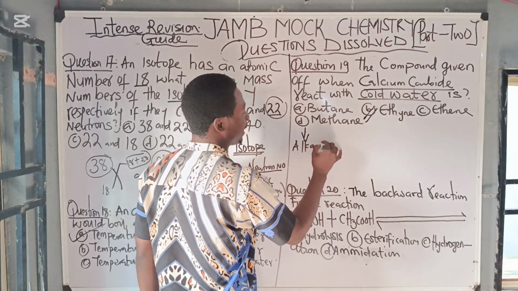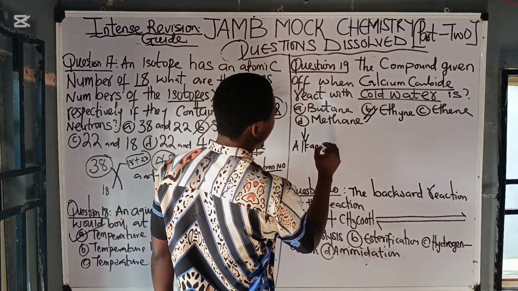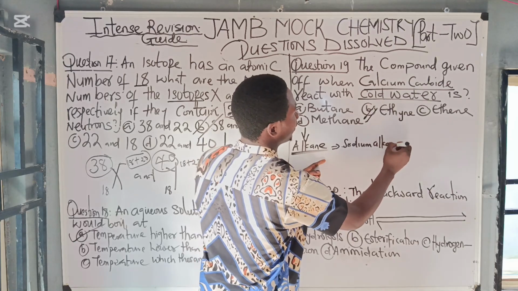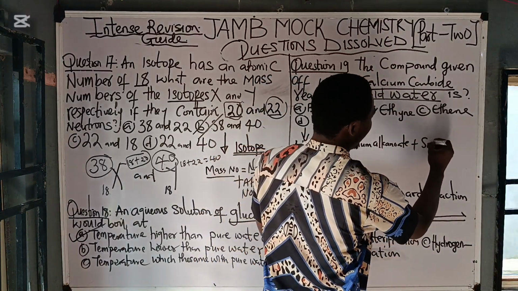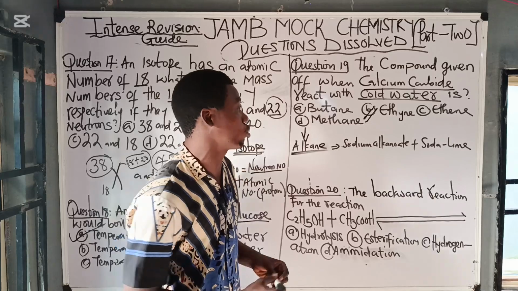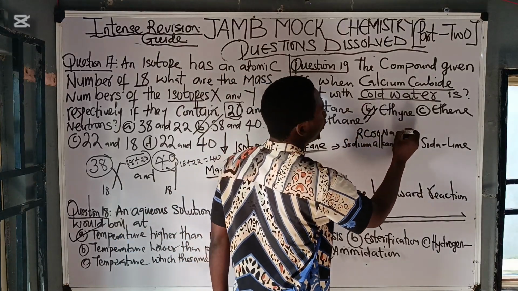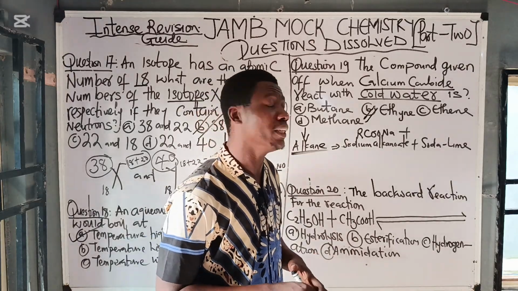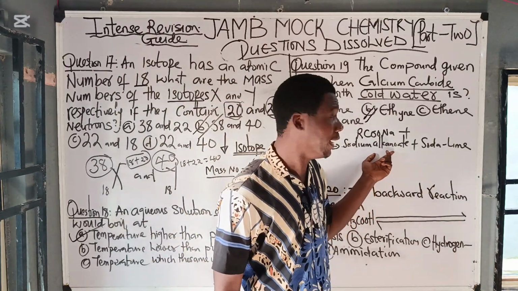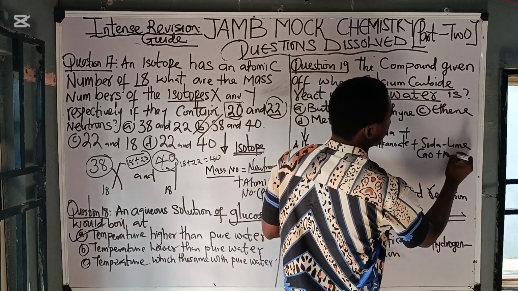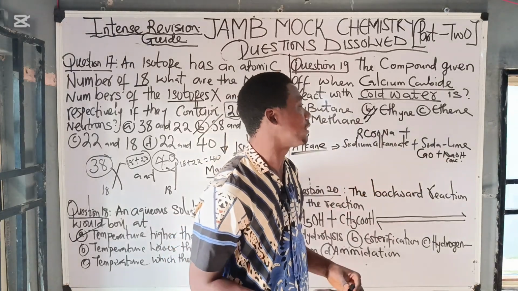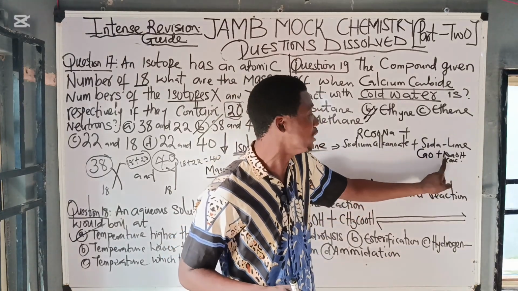If I have an alkane, how is alkane prepared in the laboratory? Alkane is prepared in the laboratory by the action of sodium alkanoate plus soda lime, meaning RCOONa plus soda lime. What is soda lime? Soda lime is quicklime that has been slaked by adding concentrated sodium hydroxide. Soda lime is a mixture of quicklime plus sodium hydroxide. This one is concentrated, this one is dilute.